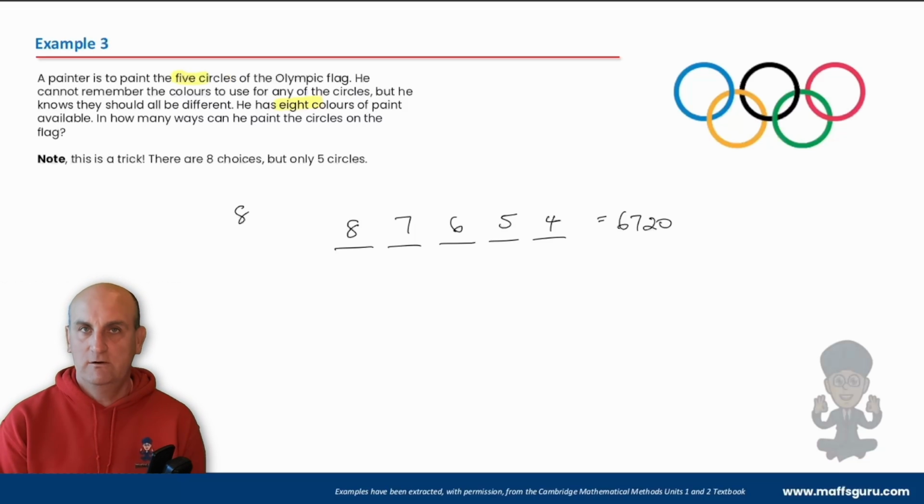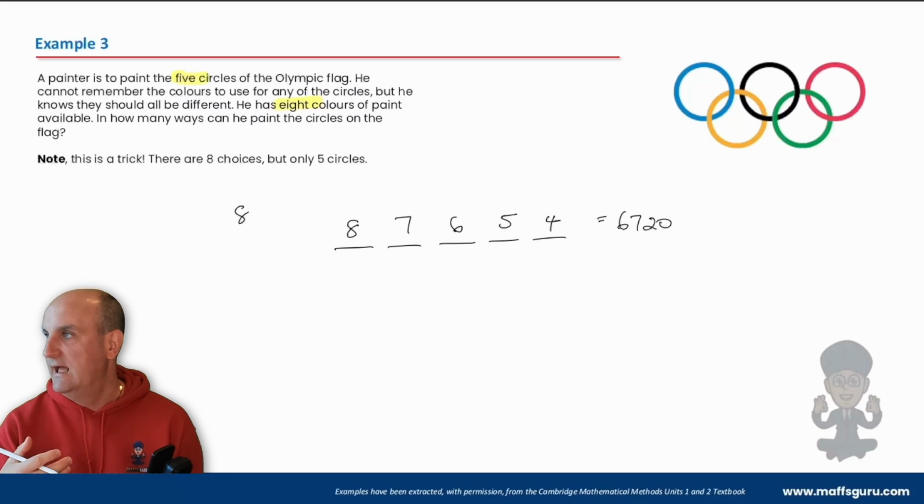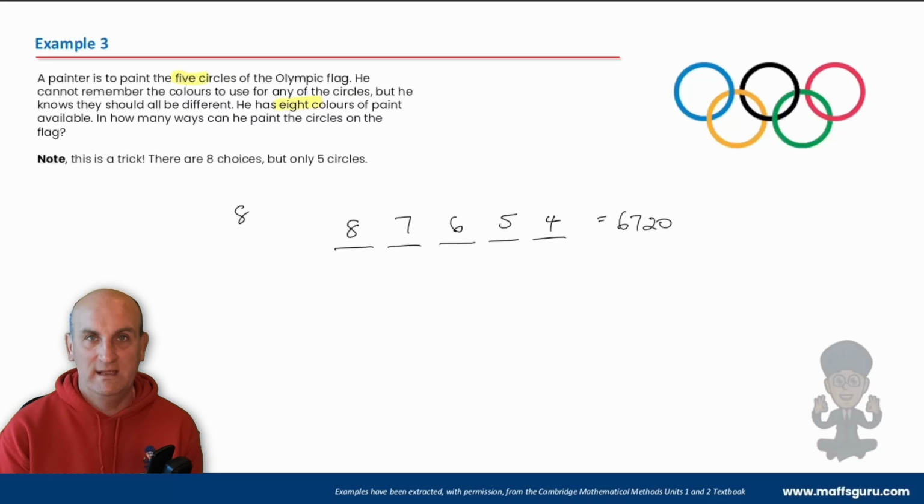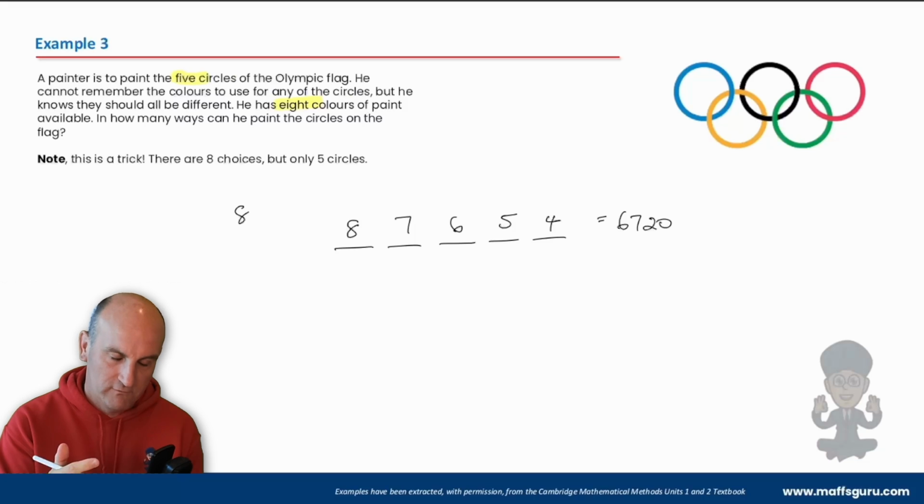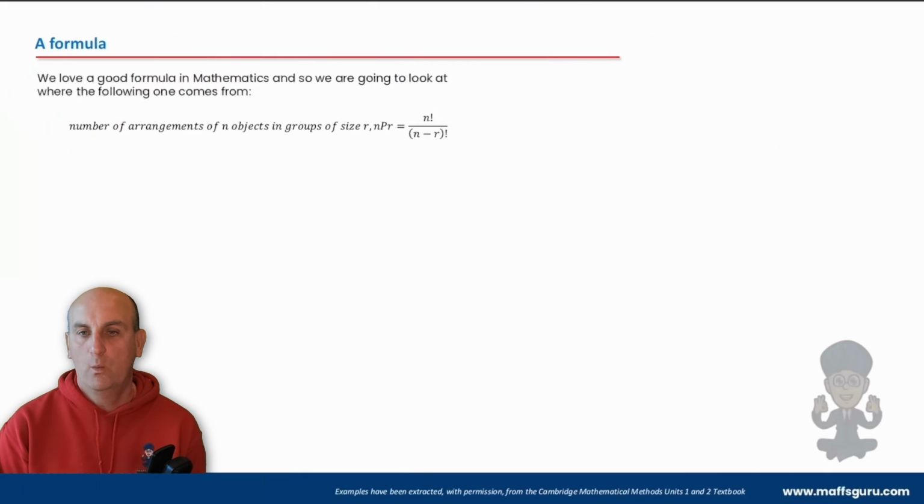Whoo! Is there a way, though, I could do this? Because again, what if I had 40 colors and 5 choices, or 40 colors and 18 choices? It would seem a bit silly to sort of do 40 times 39 times 38. Well, we love a good formula.